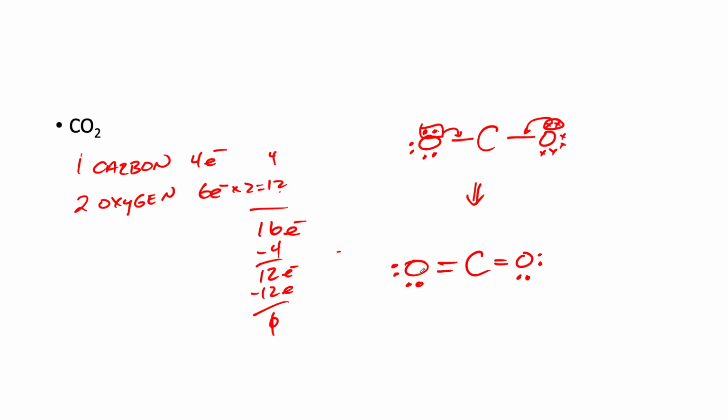2 of them are bonded to this oxygen, and 2 of them are bonded to this oxygen. Carbon has 2 double bonds attached to it. Oxygen has a double bond to this carbon, and it has 2 sets of unpaired electrons, 2, 4, 6, 8, and the same thing with this one. So this is a valid and correct Lewis dot structure for CO2. And this is how it works.